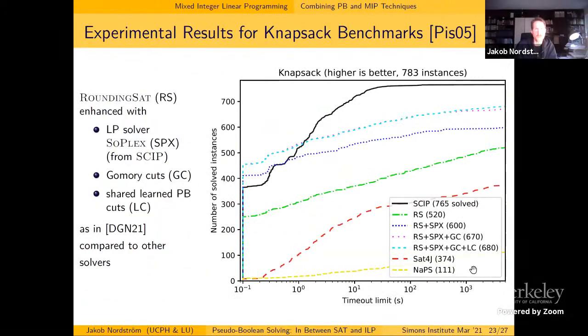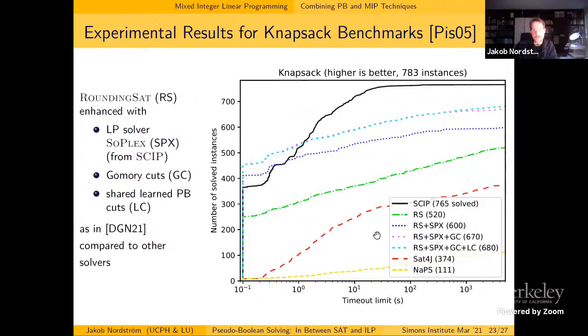So what we did, we took our solver RoundingSat and integrated it with the LP solver SoPlex from the MIP solver SCIP. And then you can add different bells and whistles. You can also take these Gomory cuts that are computed to rule out LP relaxation solutions. You can also ask the pseudo-Boolean solver to share the constraints that it learns during conflict analysis and send them to the LP solver.